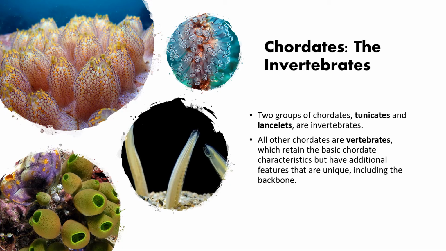So the first group of chordates we're going to talk about are the invertebrates. These are going to be the most different from the rest of the groups that we're going to talk about today. These two groups are going to be the tunicates and the lancets. What it means that they're invertebrates is that they do not have a vertebral column or a backbone like we do. However, they are going to retain the 4 basic characteristics that all chordates have to have, and that's why they're included in the chordates.